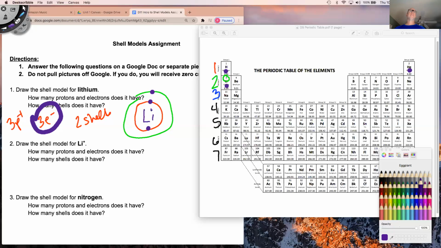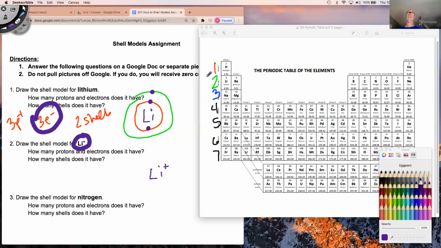Now what I want to do is I'm going to take you to this next one here. This is question number 2 now. We want to go to lithium number 2. Okay? And this one's an Li with a plus charge. So let's draw that one. There's Li with a plus charge.